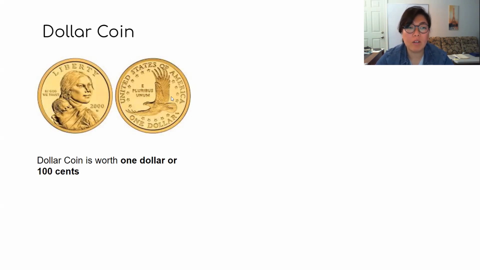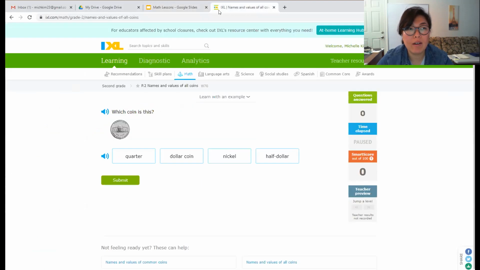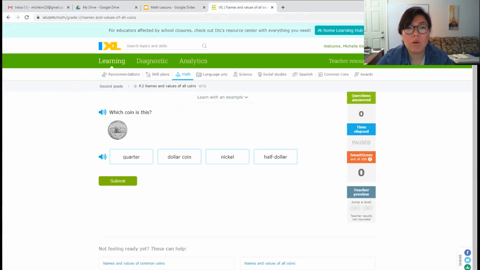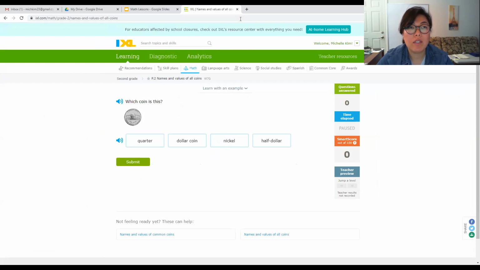Okay, now that we know the names and values of coins, what I want you guys to do is go on IXL. Yesterday you did P1, now you're going to do P2, okay? So still names and values of coins. And keep in mind, you can read the question, which coin is this? So if you have a hard time reading, you can press the speaker.